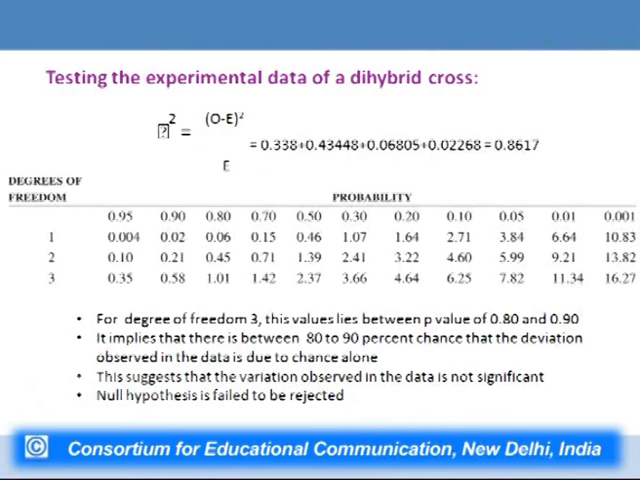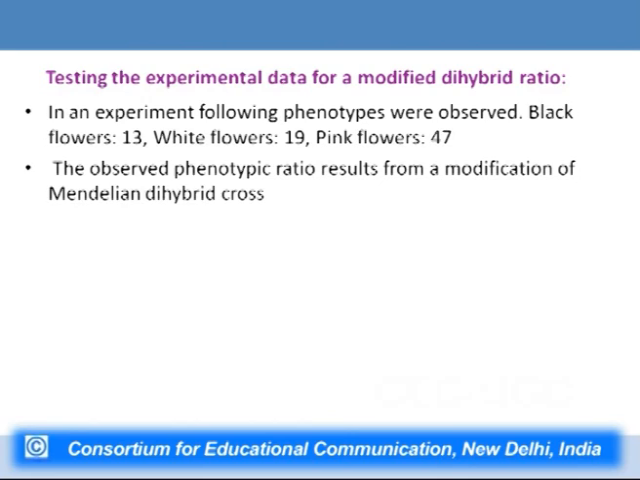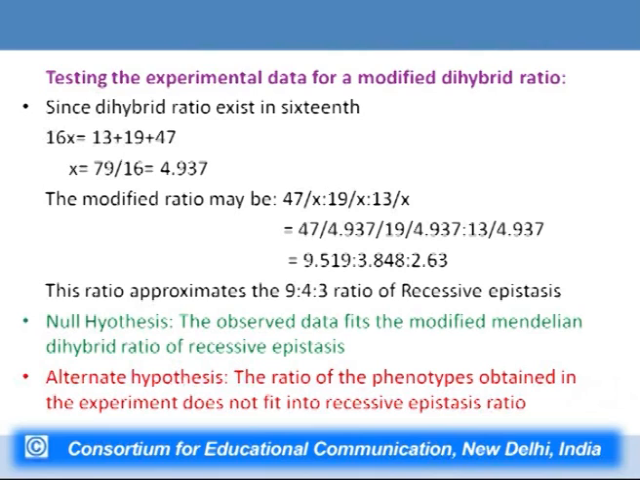Now, talking about a modified dihybrid ratio and how the data can be analyzed using chi-square analysis, suppose we take a dihybrid cross where 3 phenotypes are obtained: black flowers 13, white flowers 19 and pink flowers 47. Now, we have to find out which modified Mendelian dihybrid ratio these phenotypes represent. So, we will again be calculating the value of x for that.